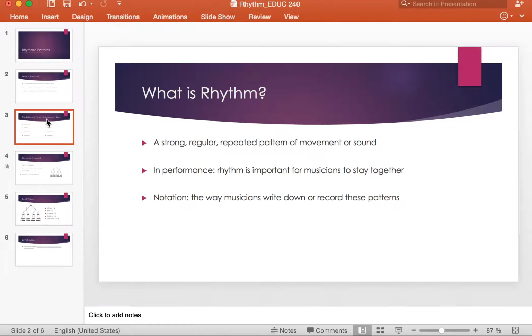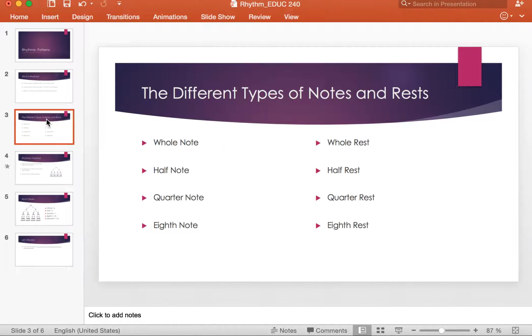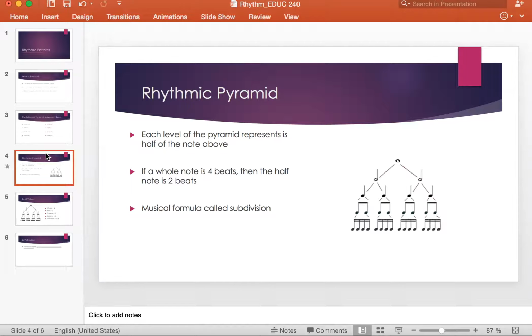different types of rhythm. So in order to do that, we have to establish the different types of notes and just the names for now and their corresponding rests. The next slide will talk about the rhythmic pyramid with more of a visual to talk about the relationship between the notes and also introduce a concept called subdivision, which is how the notes will interact with one another.